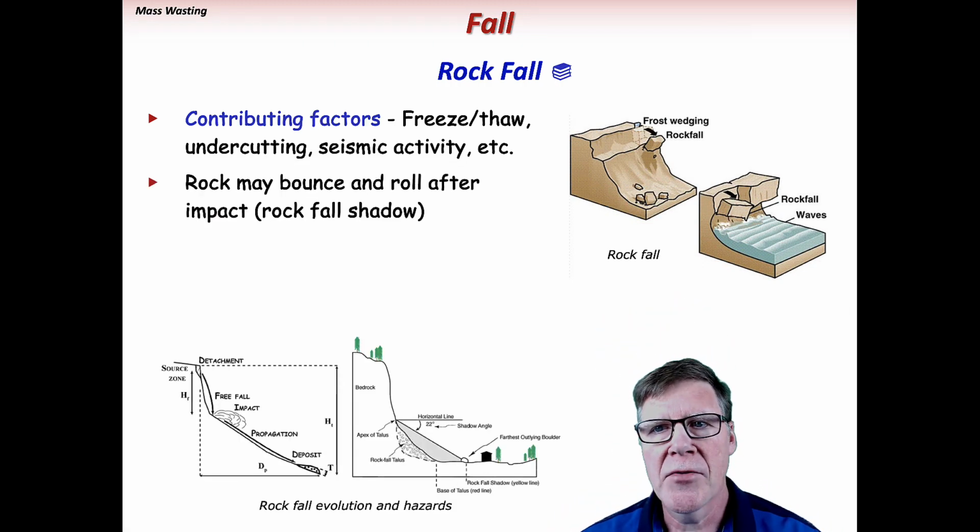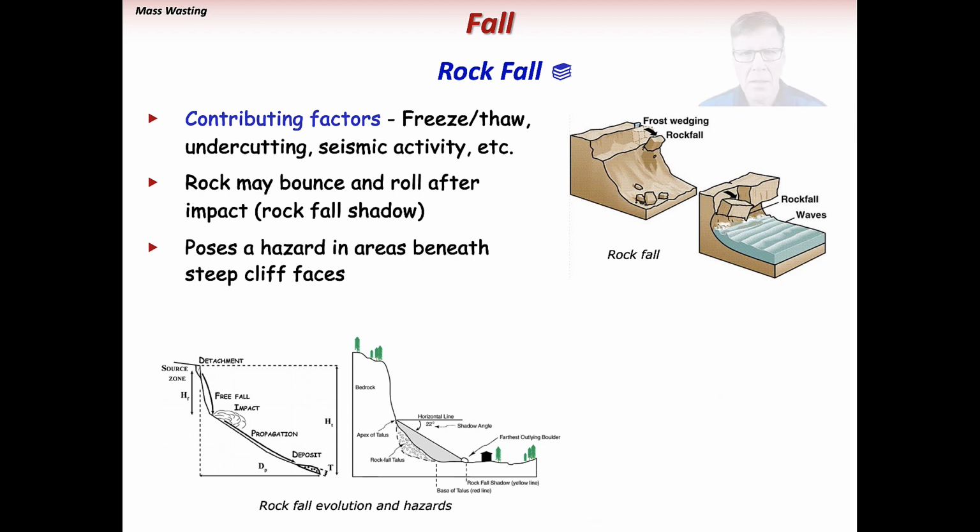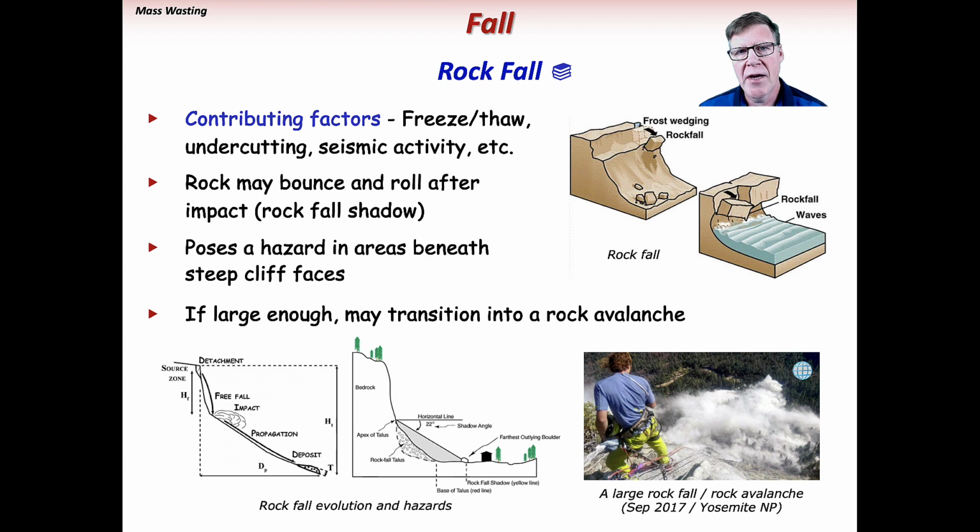A rock may bounce or roll after free fall in an area called a rockfall shadow. Rockfall poses an ever-present hazard in these areas beneath steep cliffs. If the amount of material is great enough, a rockfall may transition into a larger rock avalanche, like the one shown here that occurred in Yosemite National Park in 2017.